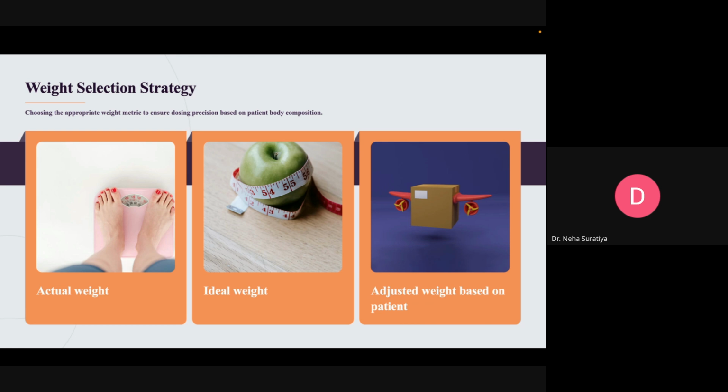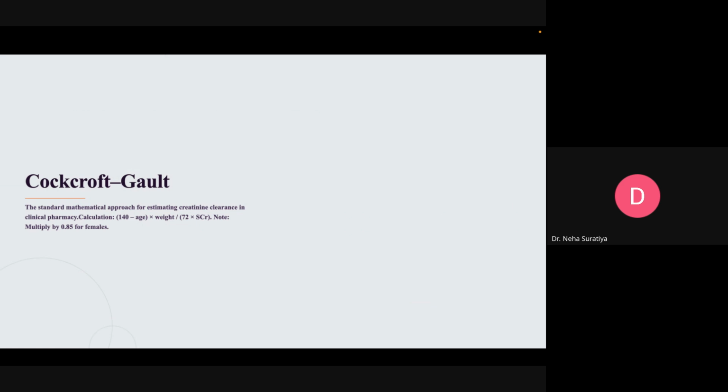So how will you do it? If the patient is normal, not obese and not underweight, you will take the actual body weight. If your patient is underweight, again, you will take actual body weight in the calculation. But if your patient is obese, you will take adjusted body weight in the formula. This is very important, guys. We cannot universally follow this Cockcroft formula everywhere. This formula is for the standard patient. If your patient is obese, you need to take adjusted weight.